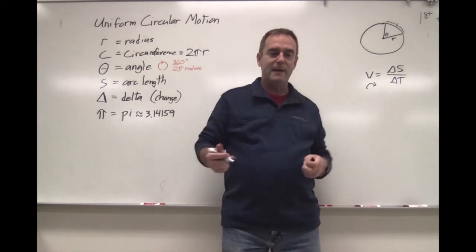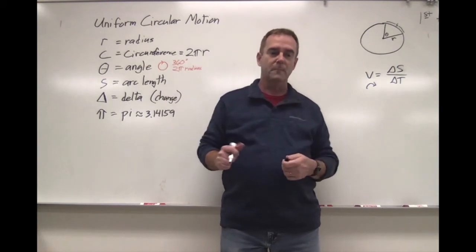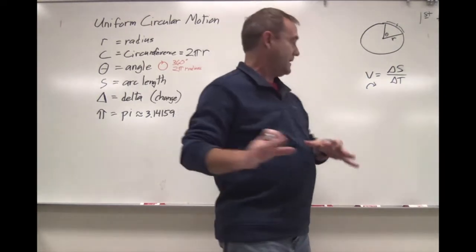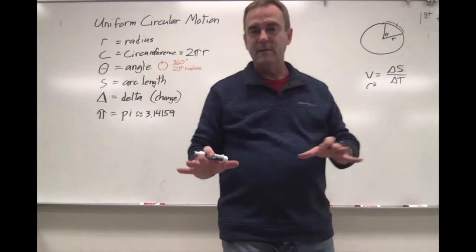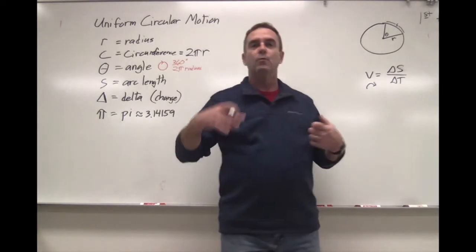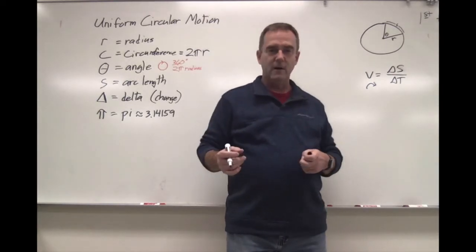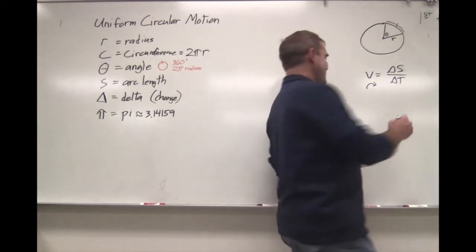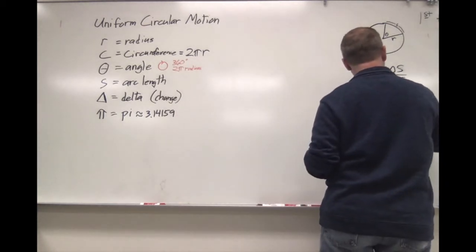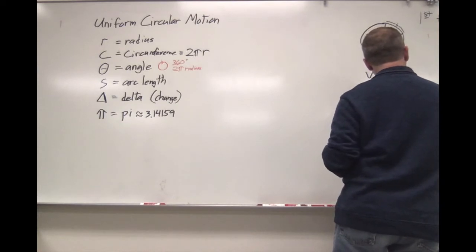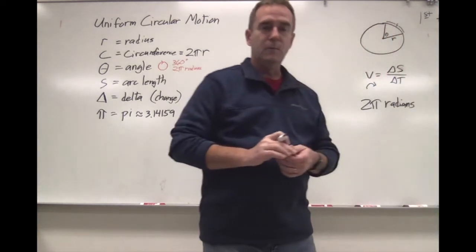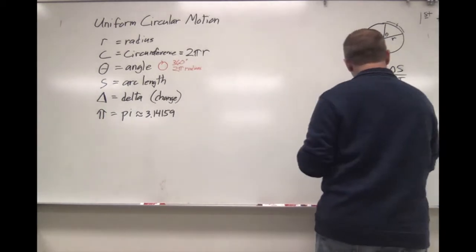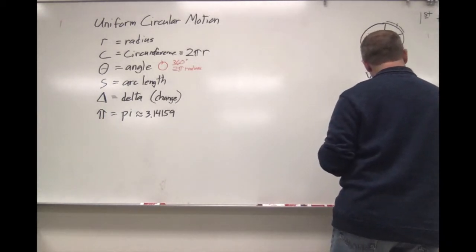And we can use that piece of information. We can use that relationship. We're going to create a relationship here real quick that's going to describe the difference between revolutions and how fast they go and radians and how fast they go. And it's as simple as this. 2 pi radians is going to move you through 1 revolution.